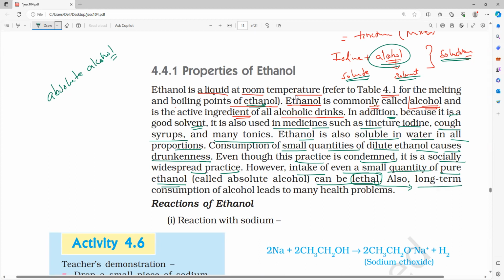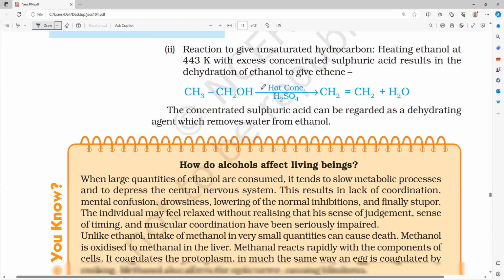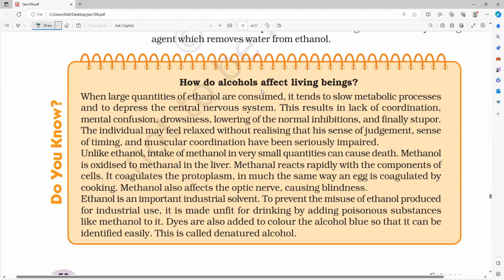Long-term consumption of alcohol also leads to many health problems. That is what they say every time. Major accidents are because of alcohol. Liver damage and many other problems are because of this only. Of course, the alcohol we are consuming is ethanol, not methanol. Now, how do alcohols affect living beings?